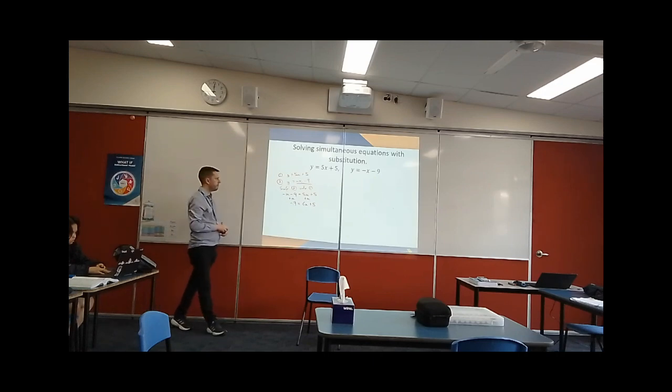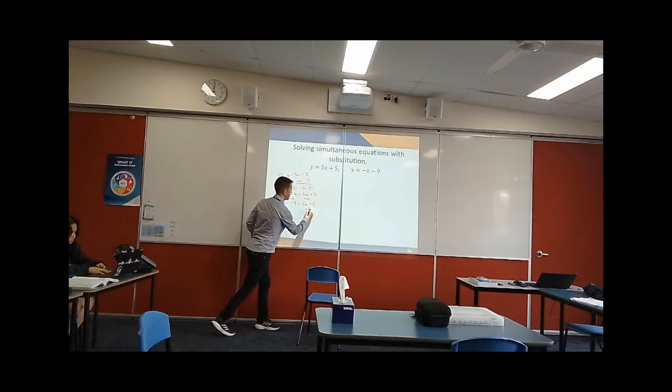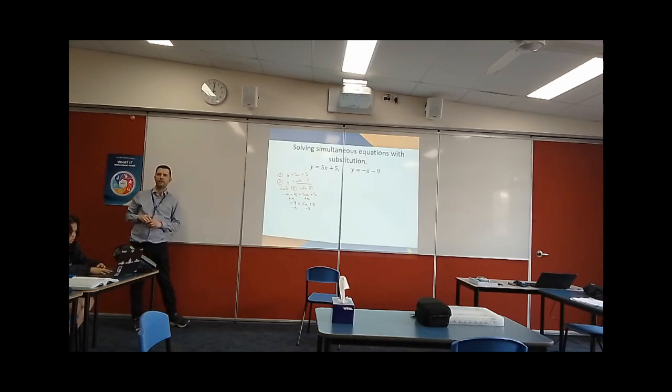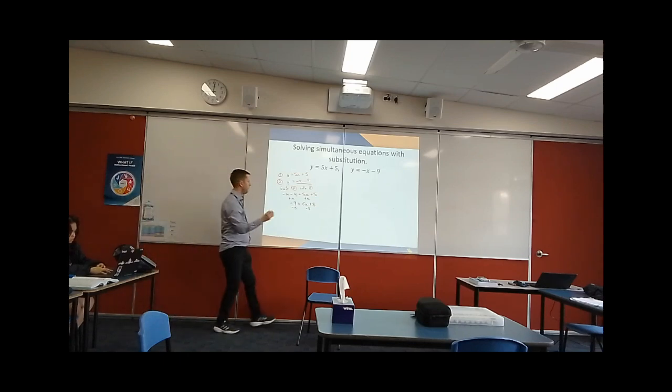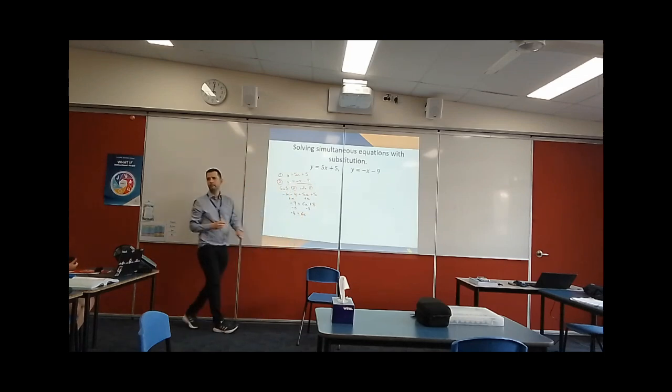What's the next step, Caleb? You subtract 5 from both sides. I subtract 5 from both sides. What's negative 9 take away 5? Negative 14. Negative 14 is equal to 6x.